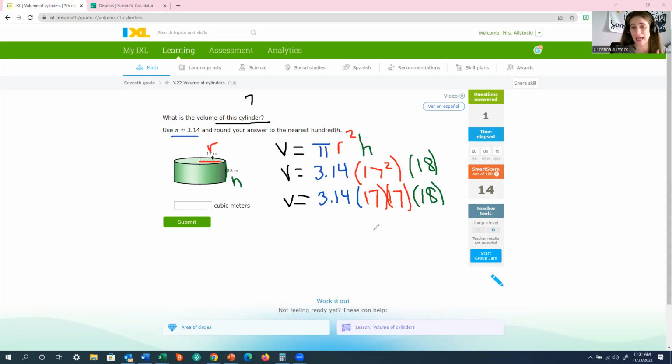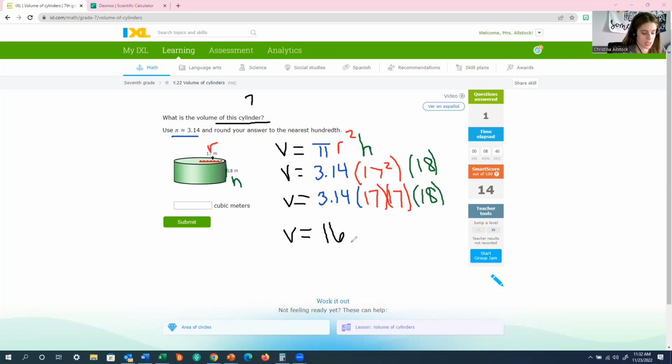So if you'd rather look at it like this, that's totally acceptable, as long as we recognize that the radius is squared, which means we have to multiply, in this case, by that 17 twice. And then I can just type it into my calculator, 3.14 times 17 times 17 times our height of 18, and whew, that is a big number.